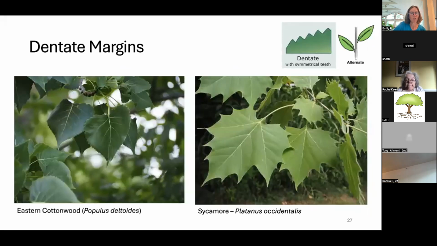And here are dentate margins. We have Eastern cottonwood, and you can see the teeth all the way along the edge of these leaves. And then the sycamore is also considered dentate, with these pieces all around the edges. And they're considered to have symmetrical teeth all around, and these are both alternate branching.